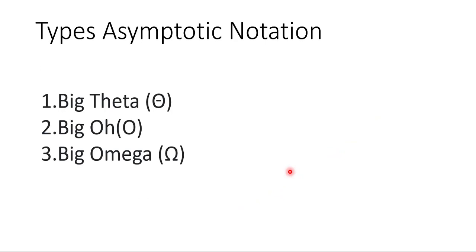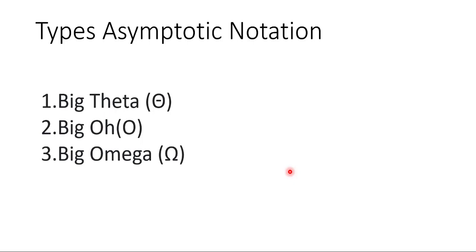Now let us look into the types of asymptotic notation. Generally, there are three types of asymptotic notations which are used to represent the growth of any algorithm as input increases: big theta, big O, and big omega.